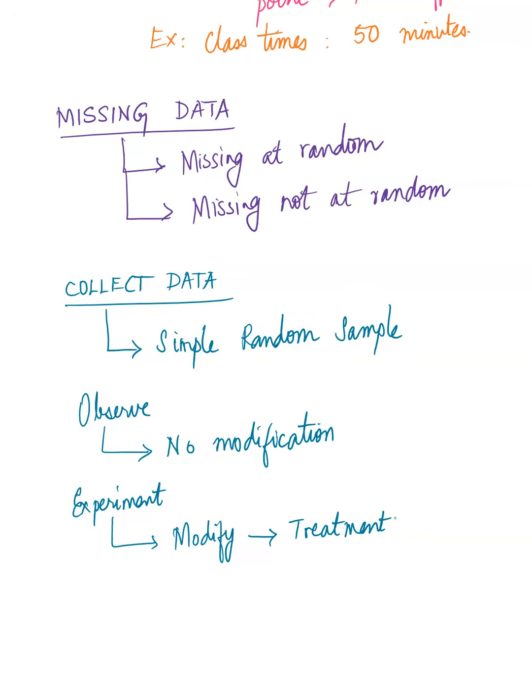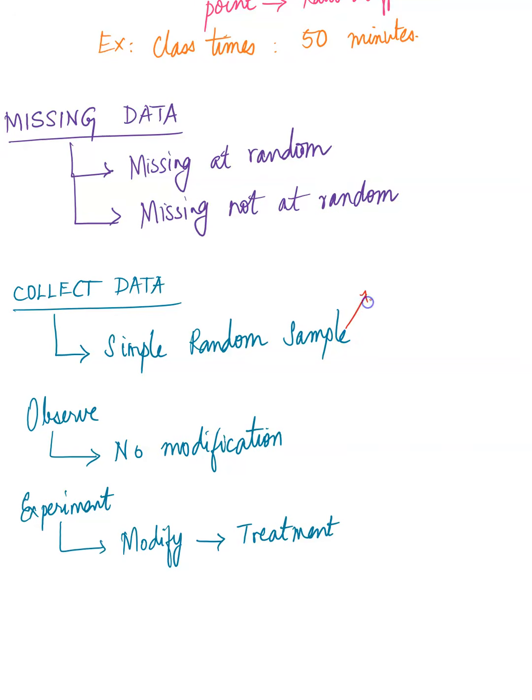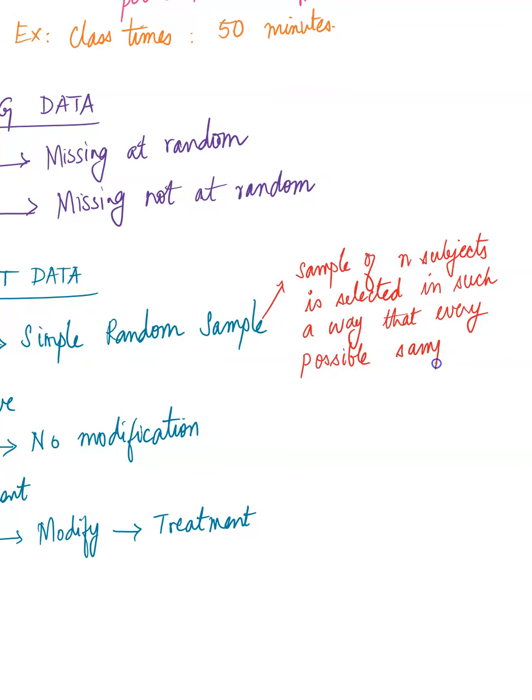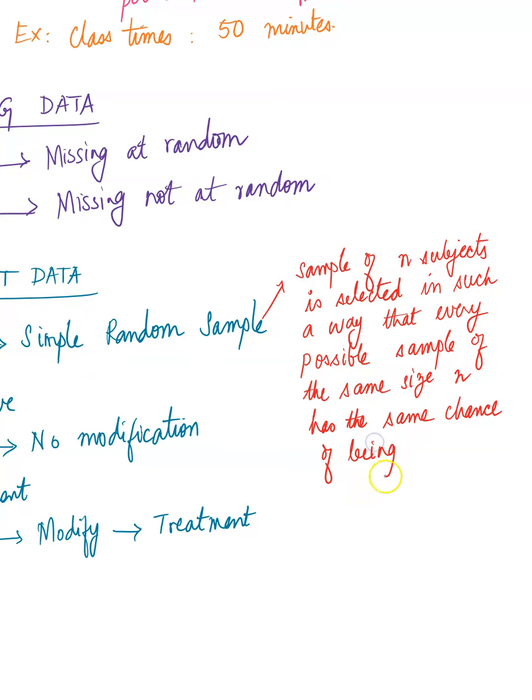Now, talking about simple random sample, okay? By definition, what this means is it's a sample of n subjects, n participants, selected in such a way that, this is the key part, every possible sample of the same size n has the same chance of being chosen. If you read it carefully, you can actually see what this means.